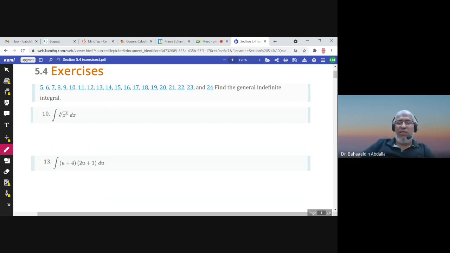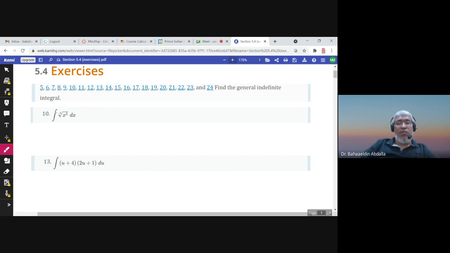So in the first set of exercises, find the general indefinite integral. Well, you have to remember the formulas that are in the lecture. So please see the video about 5.4 first and memorize the formulas before solving these exercises.